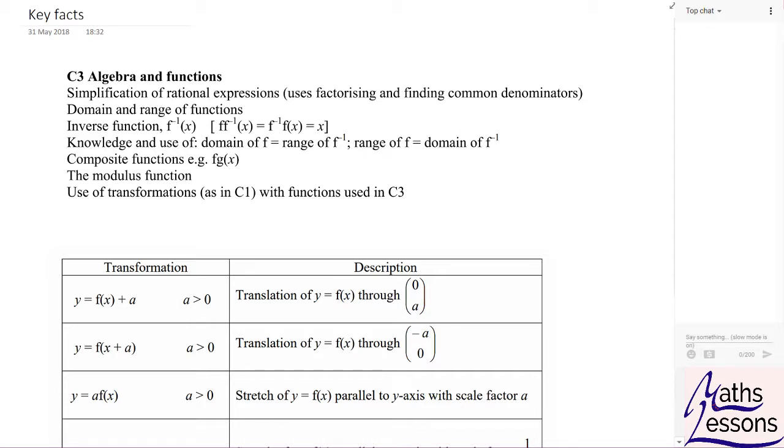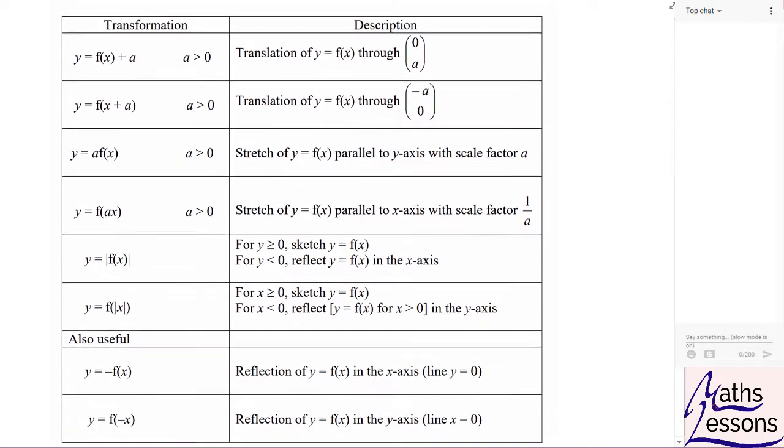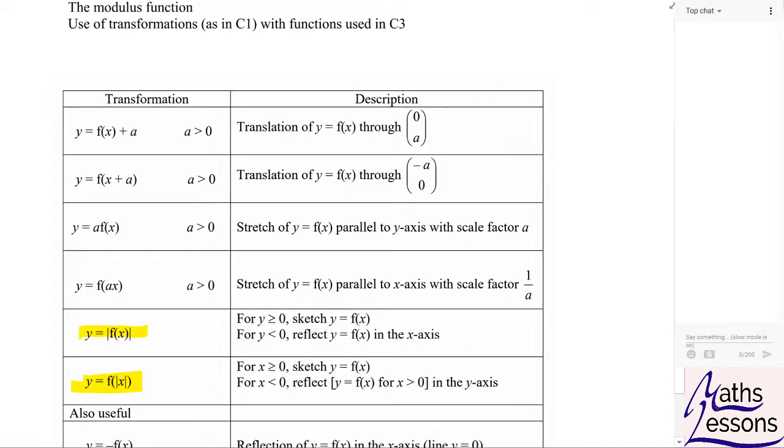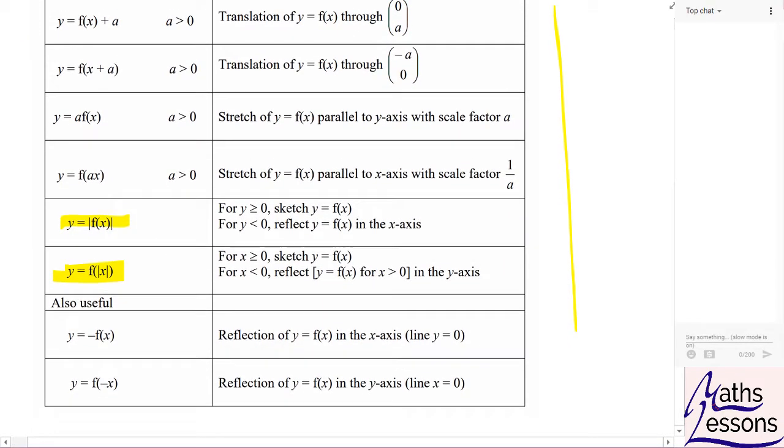Domain and range of functions, inverse functions, use of domain equals range of the inverse and vice versa. You need to be able to do composite functions, modulus functions, and transformations that are used in C1, plus all these ones which come up in C3, especially the modulus ones here. So there's quite a lot you have to know for the functions stuff, lots of little bits and pieces. You must make sure you know all of this and all of this off by heart. Okay, it's no good sort of knowing it and hoping you'll be okay. You need to know every single bit of this.